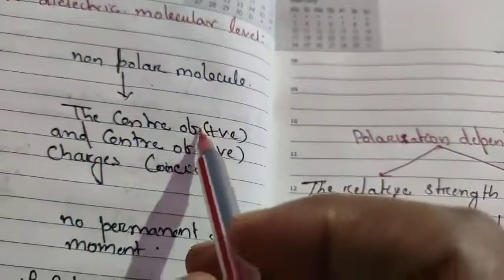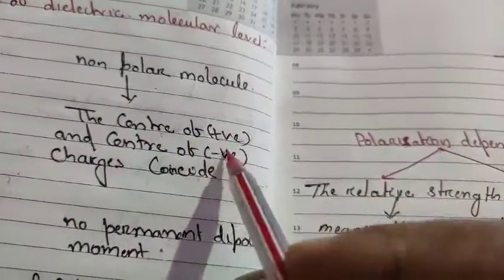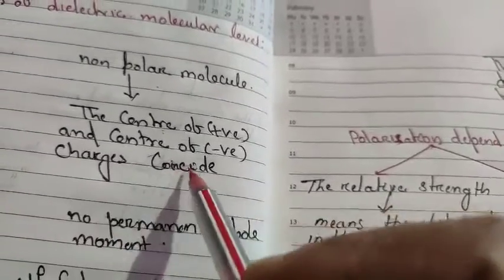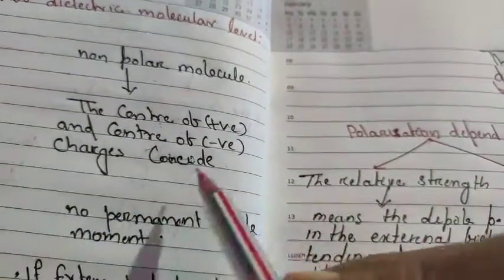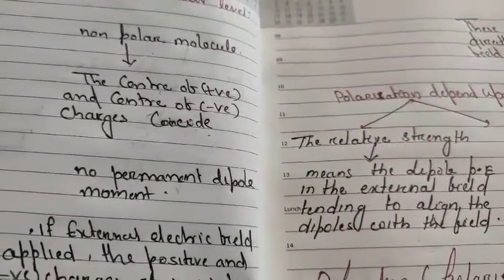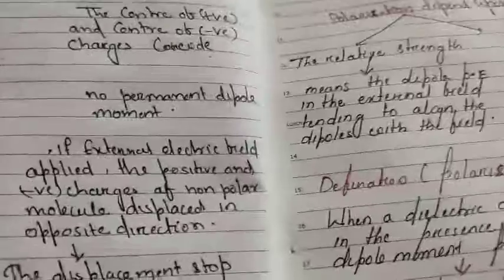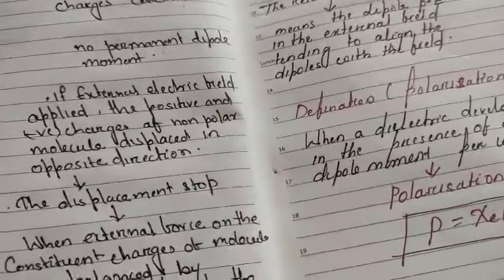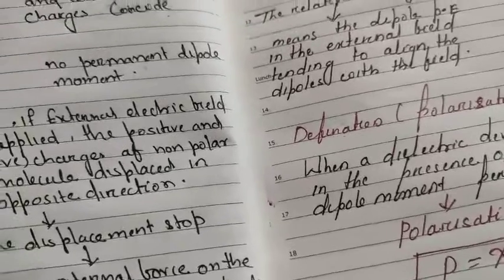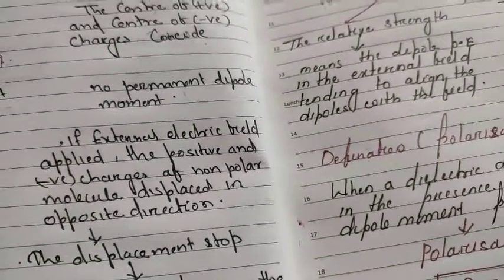What is a non-polar molecule, student? The center of positive and the center of negative charge coincide. There it is not coinciding, here it is coinciding. And second thing, it does not have a permanent dipole moment. You have to remember, they do not have a permanent dipole moment, but which one does? Polar molecules have a permanent dipole moment.